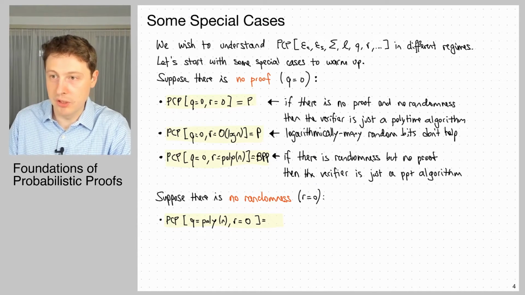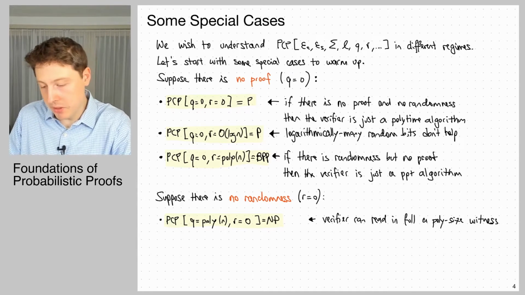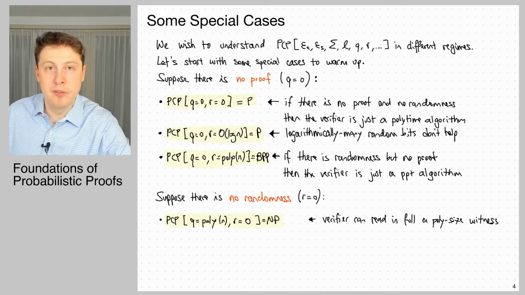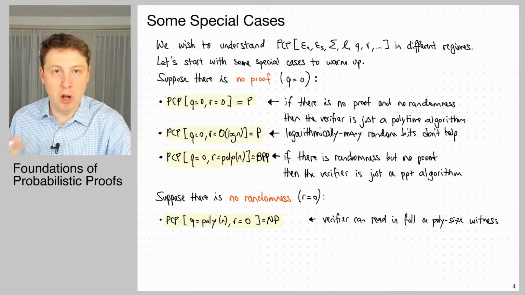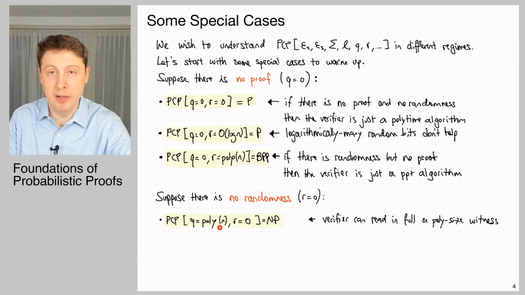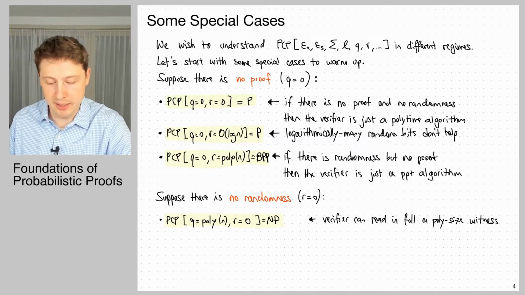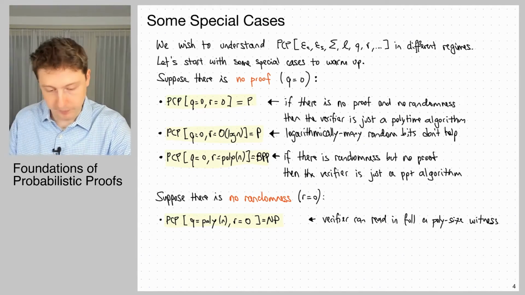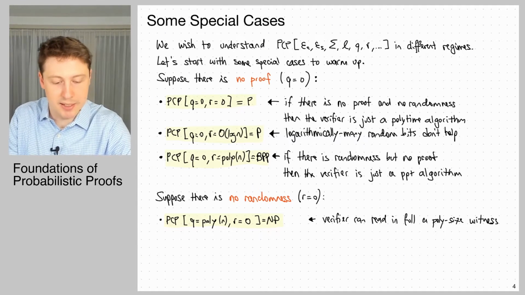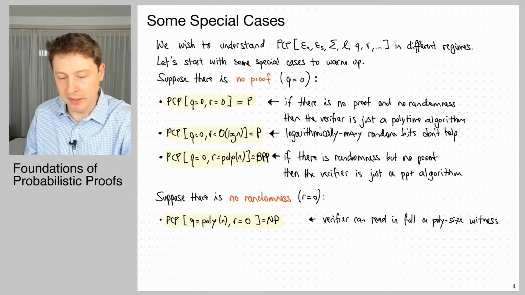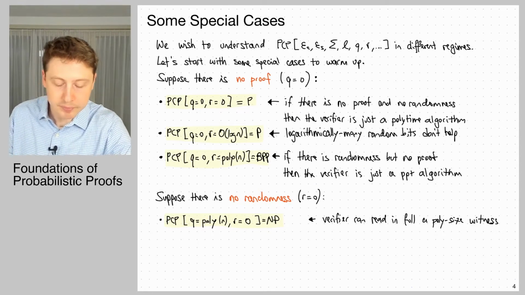I see a suggestion in chat, NP. Yes, it's exactly NP because if you don't have randomness, it means that your queries will always be the same. So might as well just say that the entire PCP is your queries, okay? And that's just reading basically in full an NP witness. Okay, these are just some silly examples to get familiar with the mental image of a PCP.